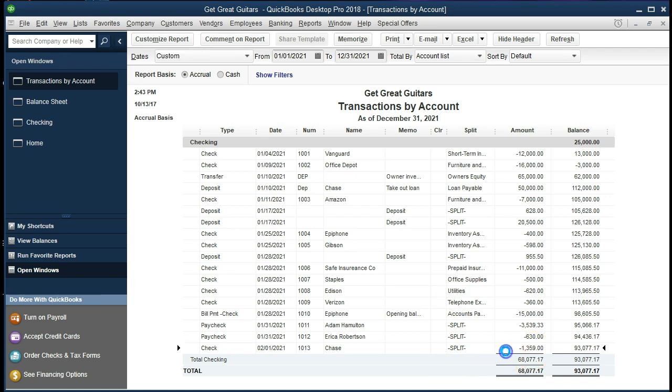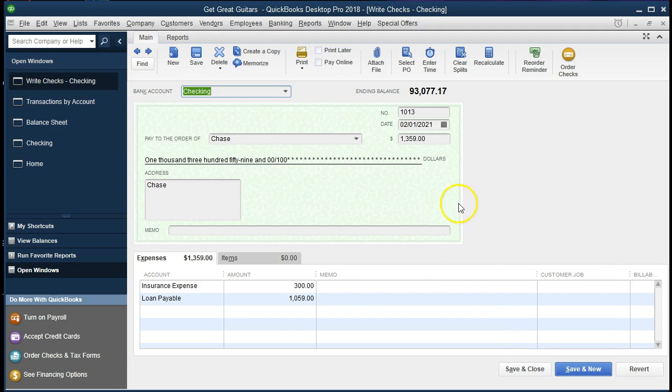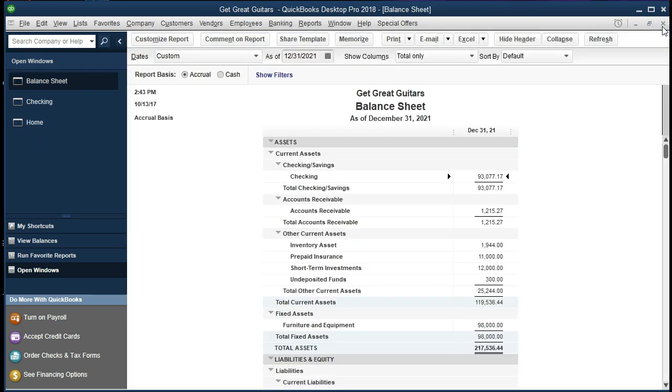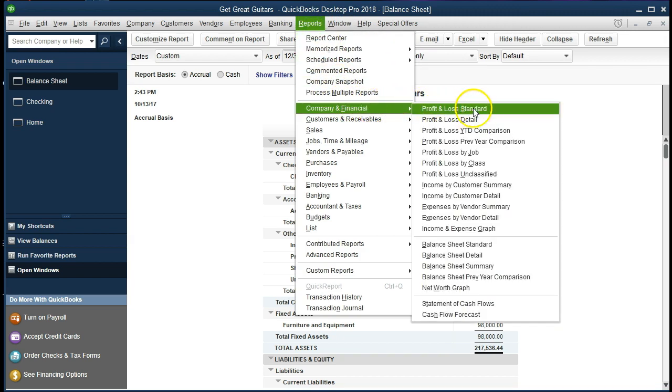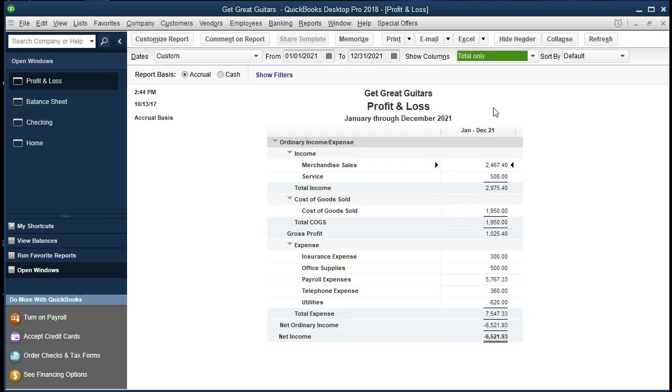Double clicking on that, we see the check here. Closing this out, closing this out. We then go to the income statement or profit and loss. We can see the other two accounts, reports, company and financial, profit and loss. We're going to change the date 01/01/21 to 12/31/21.